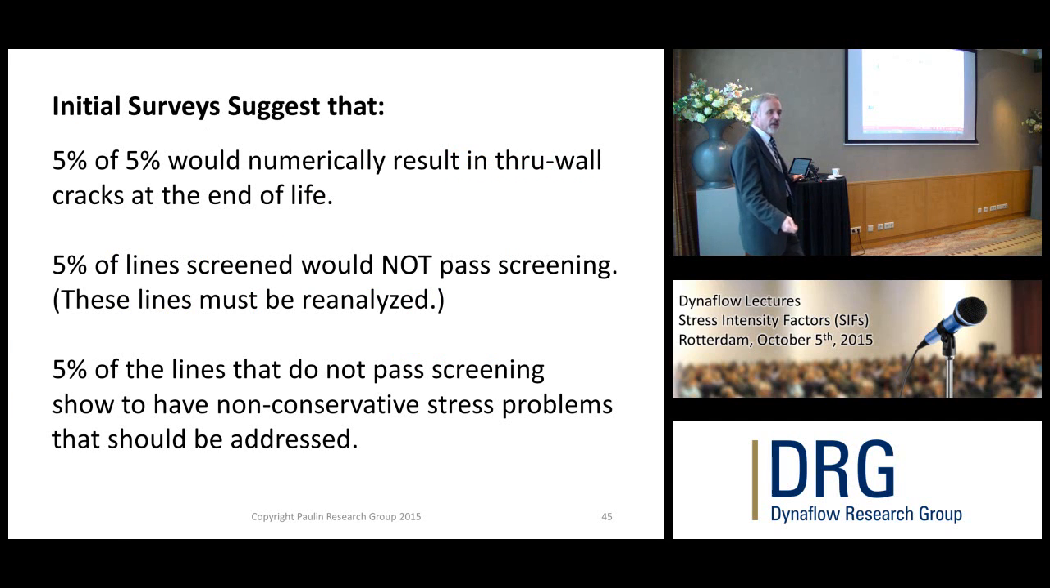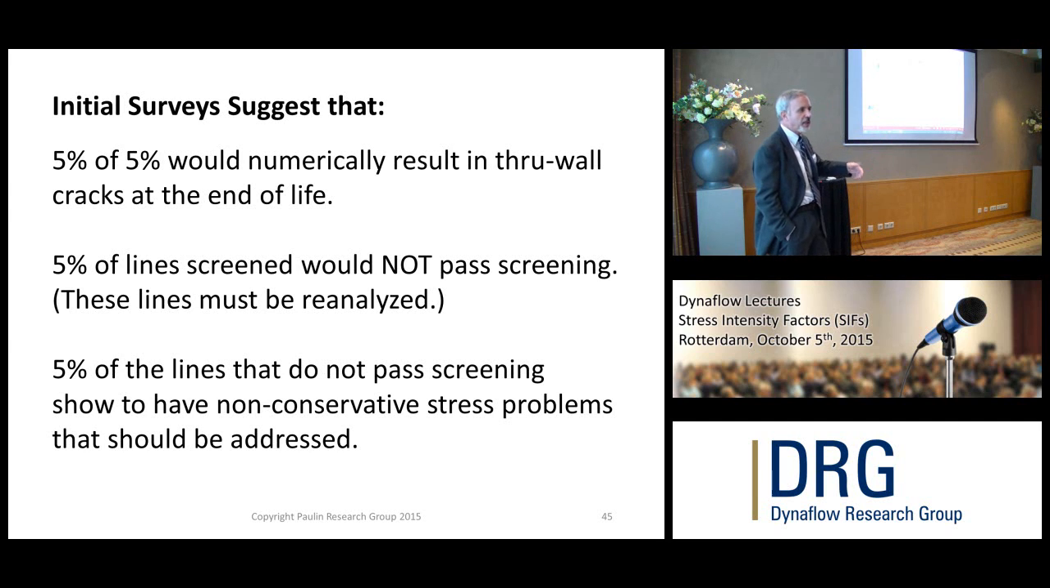So what do initial surveys suggest? There have been a lot of initial surveys done. This is not a scientific evaluation by any stretch of the imagination, but this is what we've seen as we've gone through many hundreds of models: 5% of 5% of the lines analyzed would numerically result in through-wall cracks at the end of life. So 0.25% of the piping systems out there would potentially suffer a through-wall crack at the end of their life. Now, a through-wall crack means that 50% do and 50% don't.